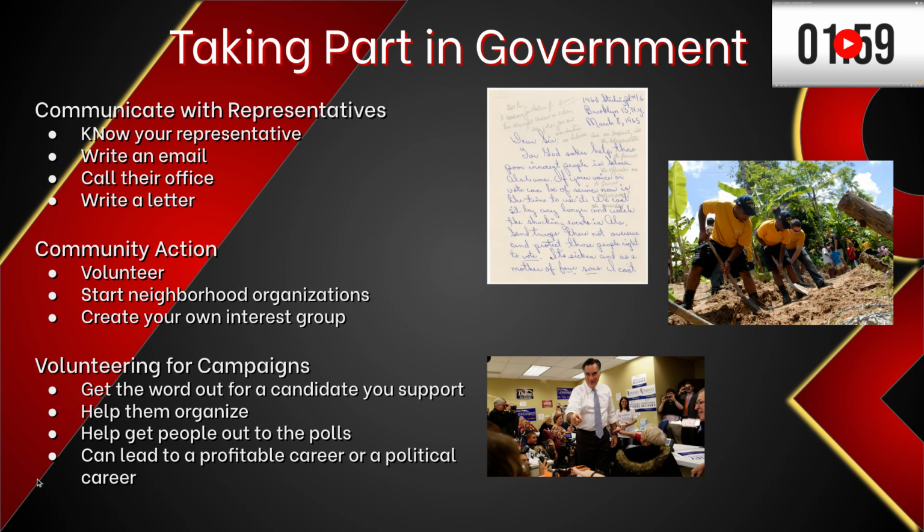That is one of the singular most important things when understanding civics, is knowing the people that represent you. And if you know that they're not representing your interest, then you know that you need to get out and vote for a candidate that would, or you need to decide that you need to run for that office so that you can represent your interests as well as your communities. So then that leads into community action.